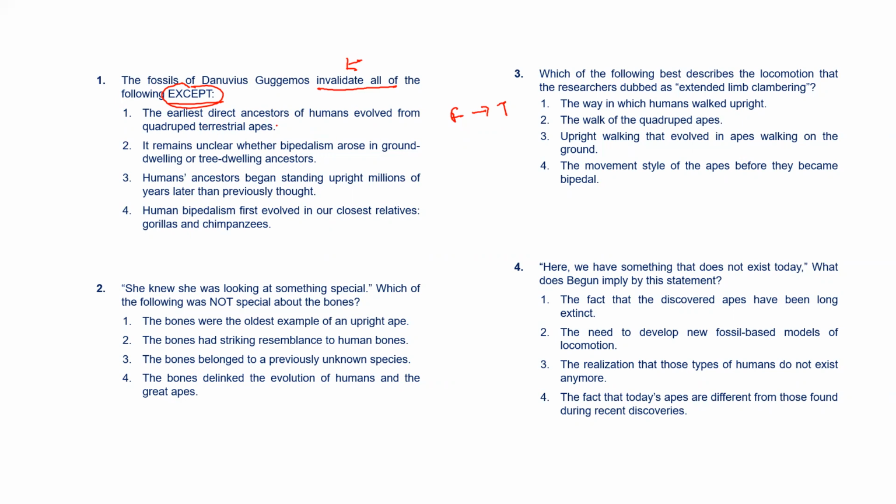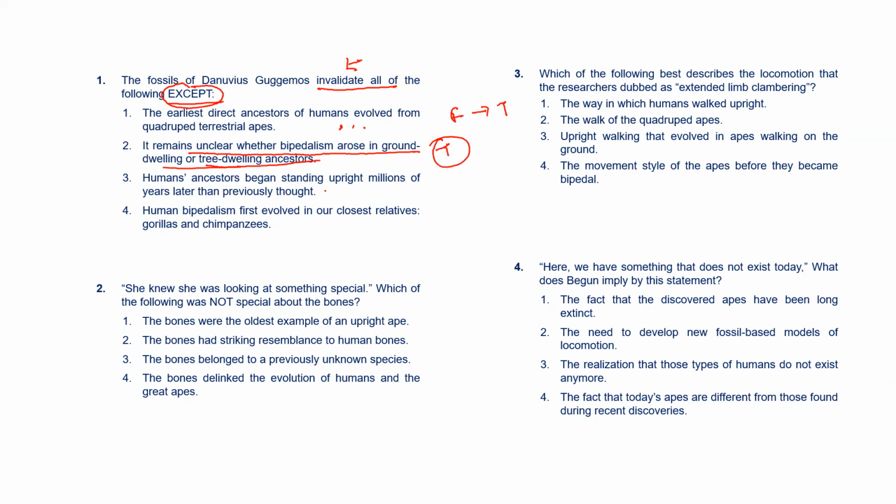Let us see. The earliest direct ancestors of humans evolved from quadruped terrestrial apes. Can I say that? It's very confusing. I can't say anything about it because I have to read it again. Next: it remains unclear whether bipedalism arose in ground-dwelling or tree-dwelling ancestors. This is definitely what they have talked about in the last 2 paragraphs. What may have happened is what they believed, but that has been proven false, and the passage has taken a lot of inferences, so nothing conclusive can be said. That's why out of 1 and 2, this definitely is true. But let us look at the other options also.